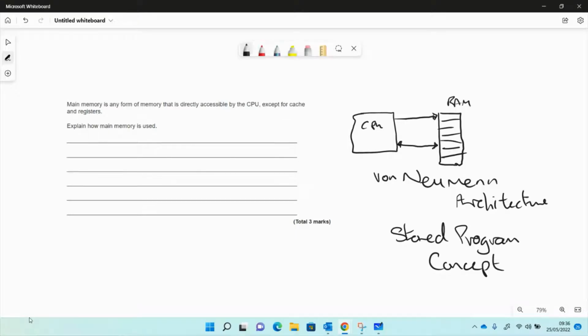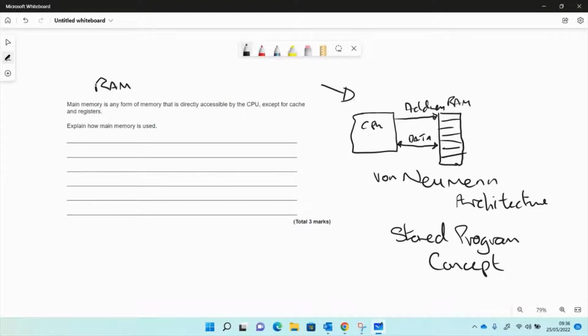So this question is about main memory. So main memory, essentially what we're talking about for main memory is RAM. So if we have a look at our diagram over here, the CPU is connected to RAM by the address bus and the data bus here.